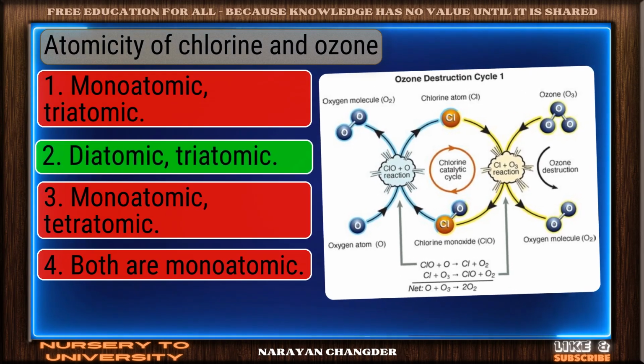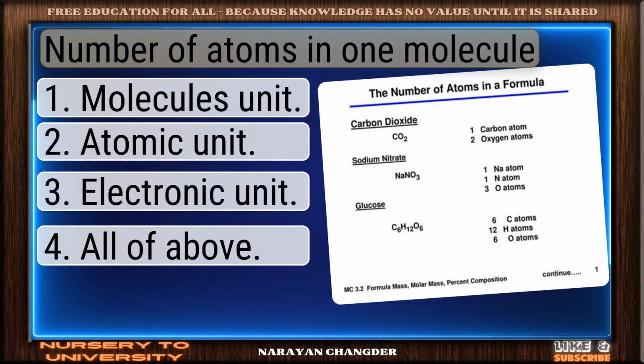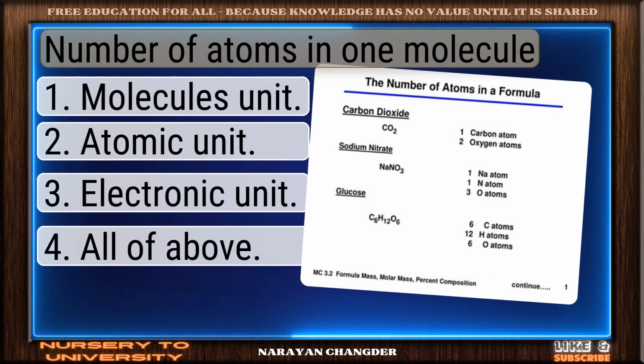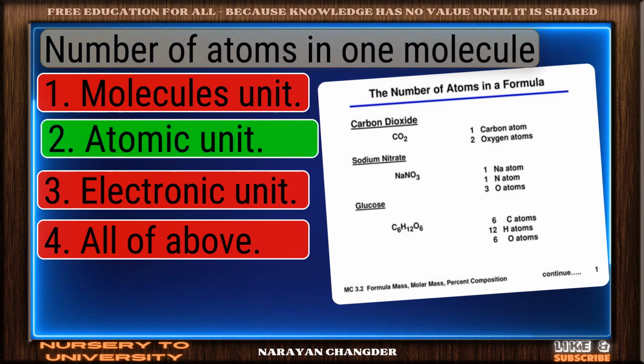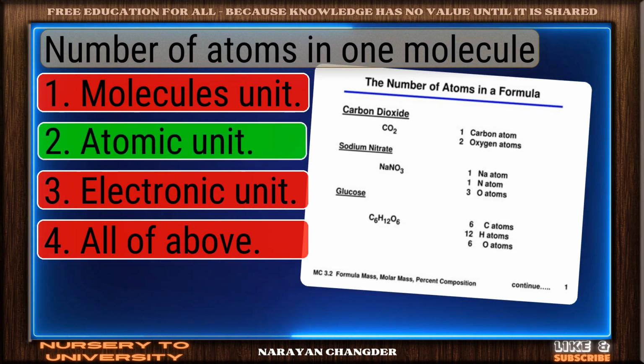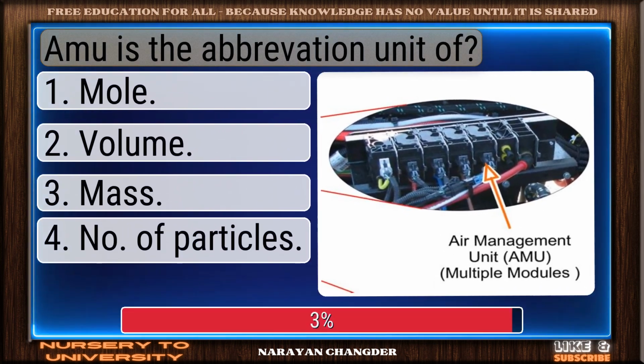Solid response. Diatomic, triatomic is a valid choice. Question number 236. Number of atoms in one molecule. On track. Atomic unit is the correct answer. Question number 237. AMU is the abbreviation unit of?